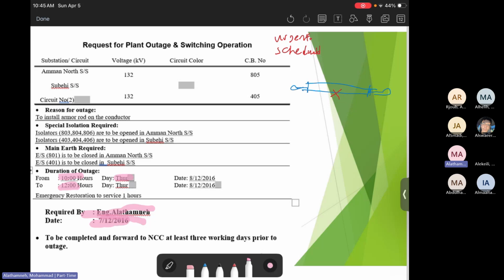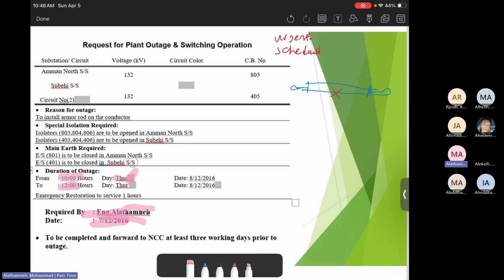Then the load will be very light, so even if you disconnect the power from circuit 2, circuit 1 will be capable of handling that amount of power. Then we need to make sure to send this request to two departments.